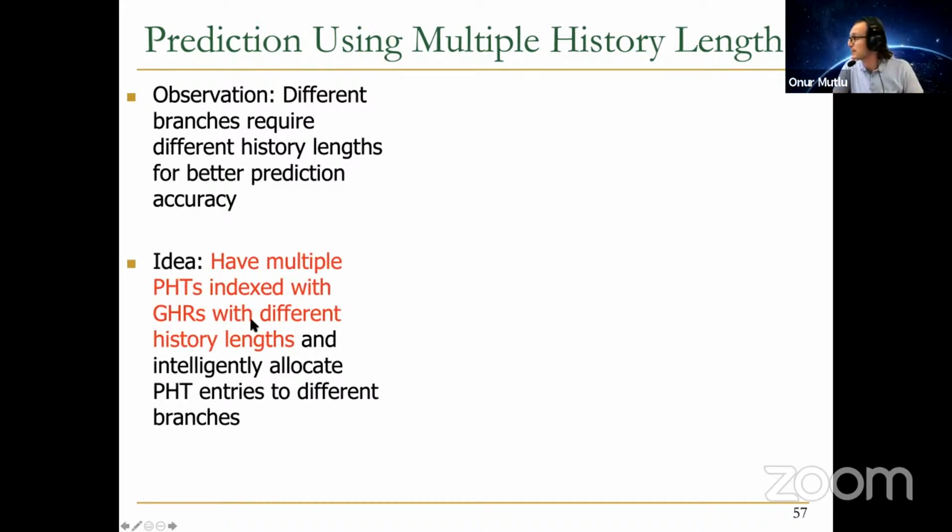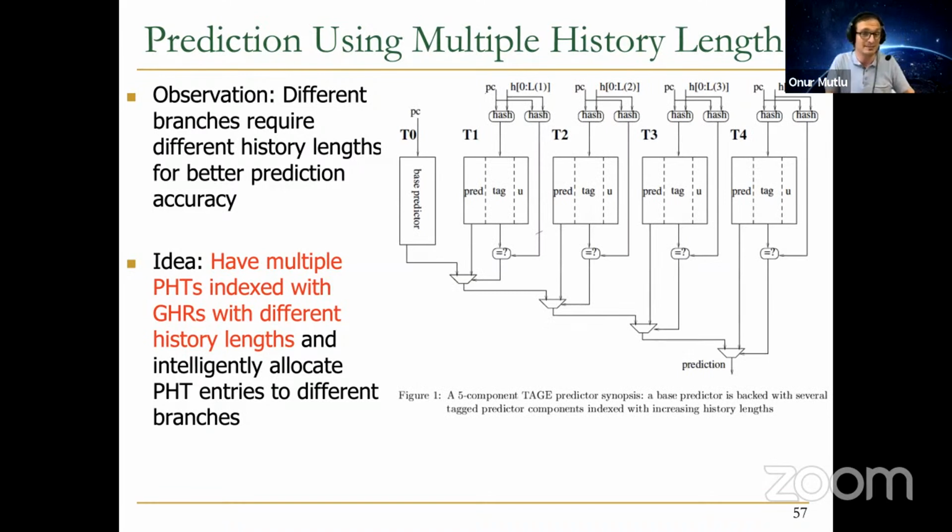The idea is to have multiple tables, pattern history tables, indexed with different global history registers with different history lengths. So it looks kind of like this, basically. You have some base predictor, which may be just indexed with PC, not even any history, as you can see. You have another table with short history, and you may also have a hash of PC. You have another table that's indexed with a longer history, another table with an even longer history, another table with an even longer history. So branches that require really, really long histories, thousands of bits, may be allocated over here. Branches that require short histories may be allocated over here.